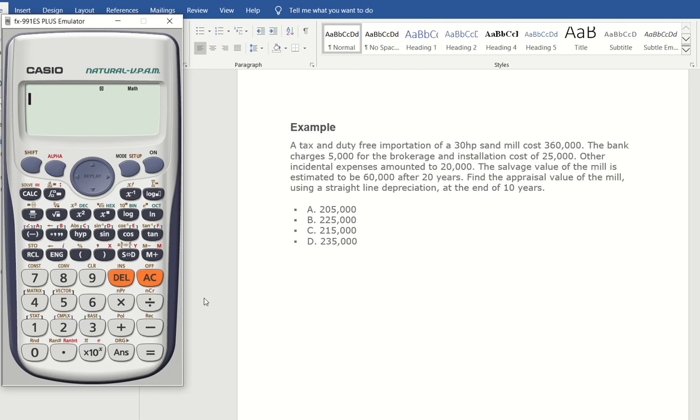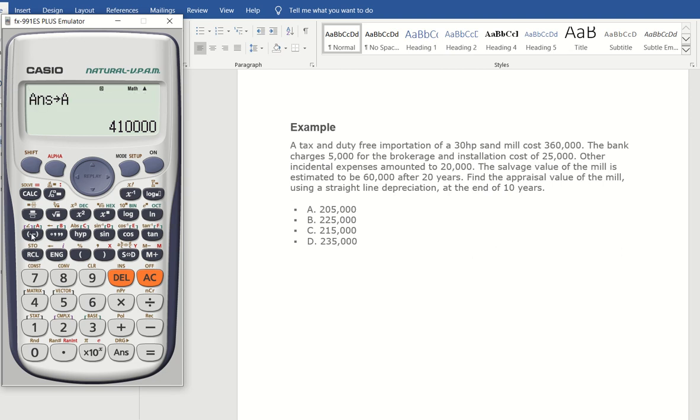So again, 360,000 plus 5,000 plus 25,000 plus 20,000. So we have 410,000. So we're going to store it in our A.